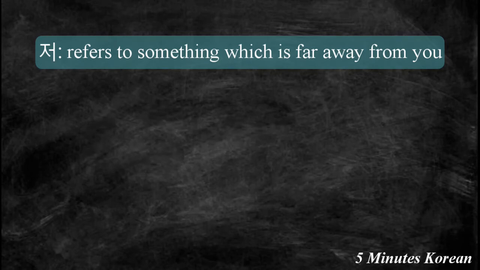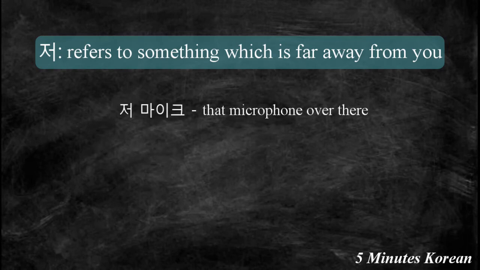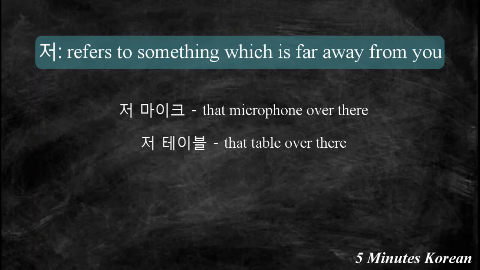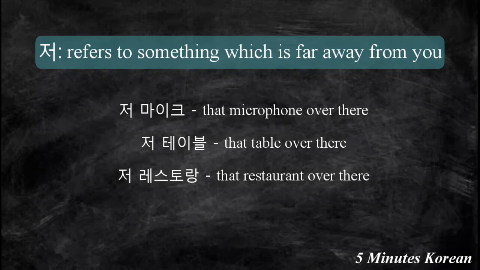So we've looked at ways to say this computer, this camera, a lot of things. So let's do that again with 저 to make it fair. Okay. How do you say that microphone over there? 저 마이크. Good. How about that table over there? 저 테이블. And how about that restaurant over there? 저 레스토랑. Okay, and if you've noticed, I kept adding over there at the end of the words. That restaurant over there, that table over there. And that's because we are talking about something far away.